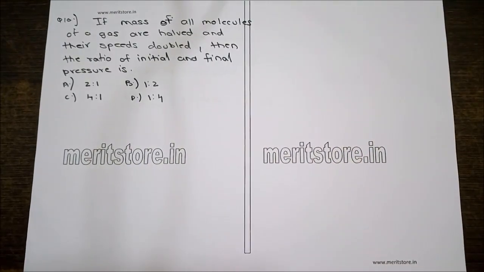If the mass of all molecules of a gas are halved and their speeds are doubled, then the ratio of initial and final pressures is: the options given are 2 is to 1, 1 is to 2, 4 is to 1 and 1 is to 4.